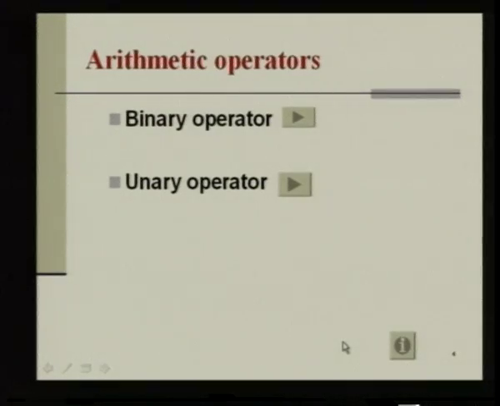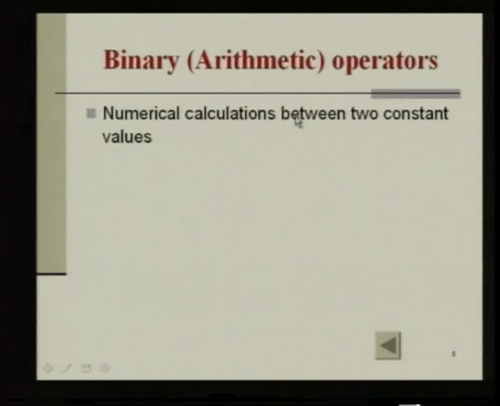In this we have 2 types, we have a binary operator and a unary operator. Now we will look at each of these in detail. A binary operator is one which performs numerical calculations between 2 constant values. So the word binary indicates a minimum of 2 operands are required, and these operands need to have constant values during the time of their operation.